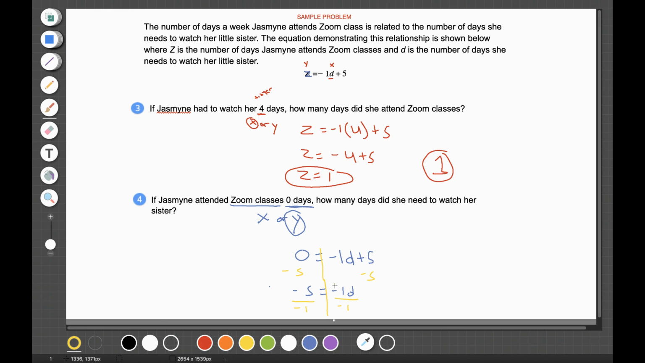And what we get, well, those -1s cancel out. -5 divided by -1 is 5. So 5 equals D. So how many days did she need to watch her sister? 5 days. And this asks you to input your answer just as a number, so you would just say 5. All right, see if you can apply this to your number 3 and number 4.